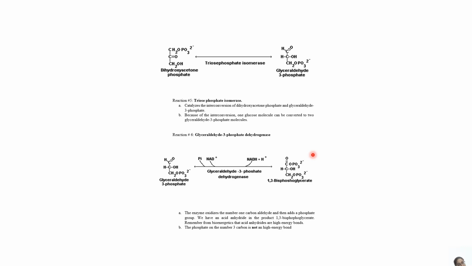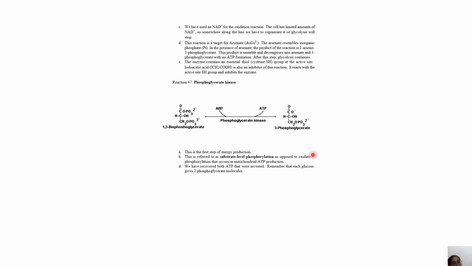Then glyceraldehyde 3-phosphate dehydrogenase converts glyceraldehyde 3-phosphate to 1,3-bisphosphoglycerate, and the enzyme oxidizes the number 1 carbon aldehyde and then adds a phosphate group. So we have an acid anhydride in the product 1,3-bisphosphoglycerate, which has a high-energy bond, while the phosphate on carbon 3 is not a high-energy bond. We have used an NAD plus for the oxidation reaction, and the cell has limited amounts of NAD plus. So somewhere along the line we have to regenerate it, or glycolysis will stop.